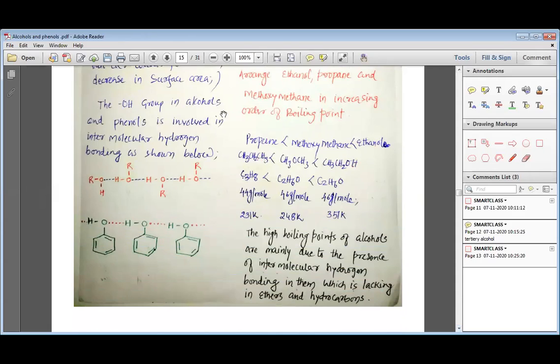The OH group in alcohol and phenol is involved in intermolecular hydrogen bonding as shown below. You can see that we have ROH, then we have HOR, then we have OHOR. So all these alcohols have hydrogen bonding. You can easily understand. This is alcohol. This is another alcohol.